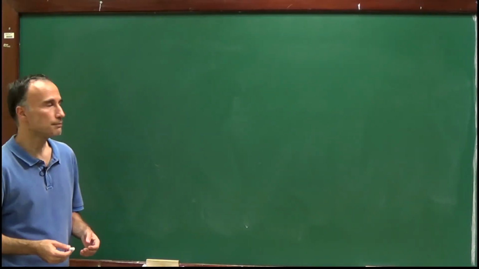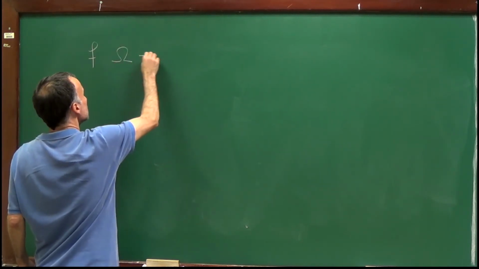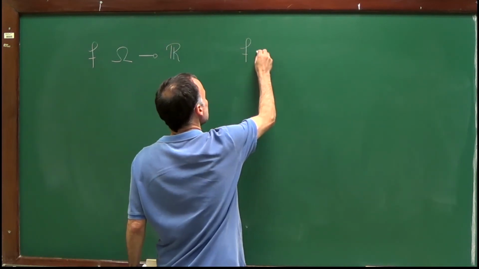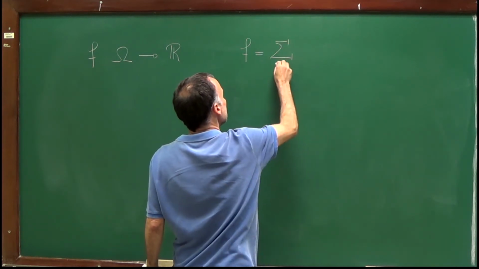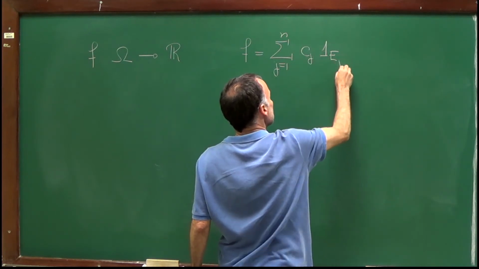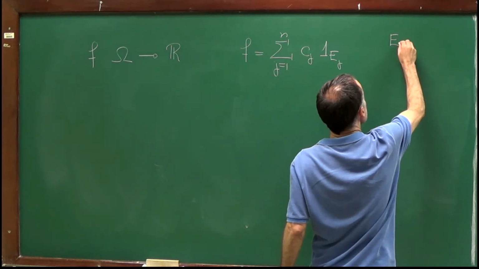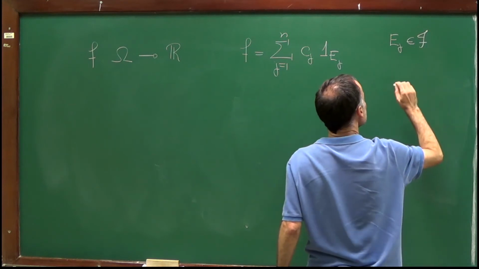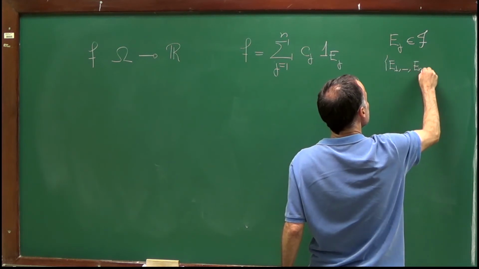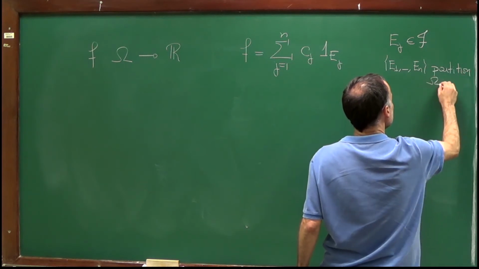So let me now consider a simple function f, defined in omega and taking values in R. Let me represent f by a sum of cj times the indicator of Ej. Remember, I'm assuming that Ej is an element of the sigma algebra F, and that the family E1, ..., Ej, ..., En forms a partition of the set omega.